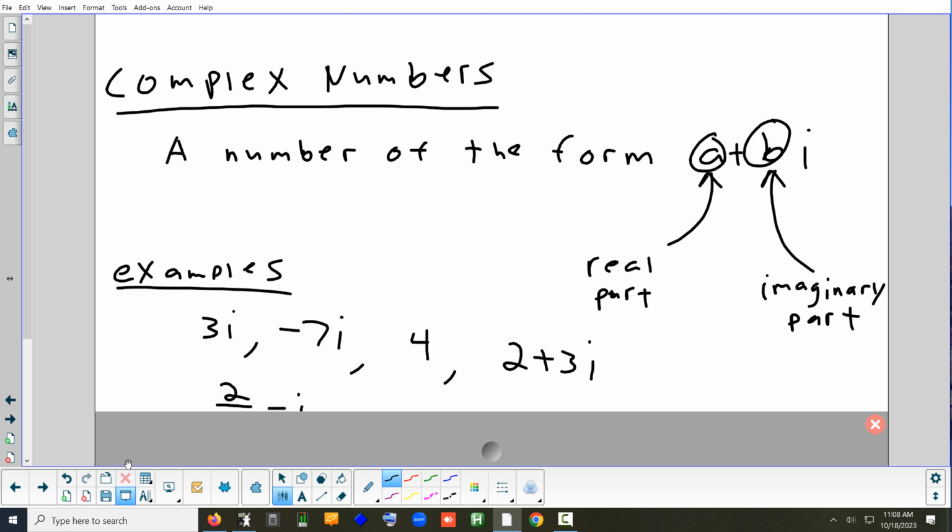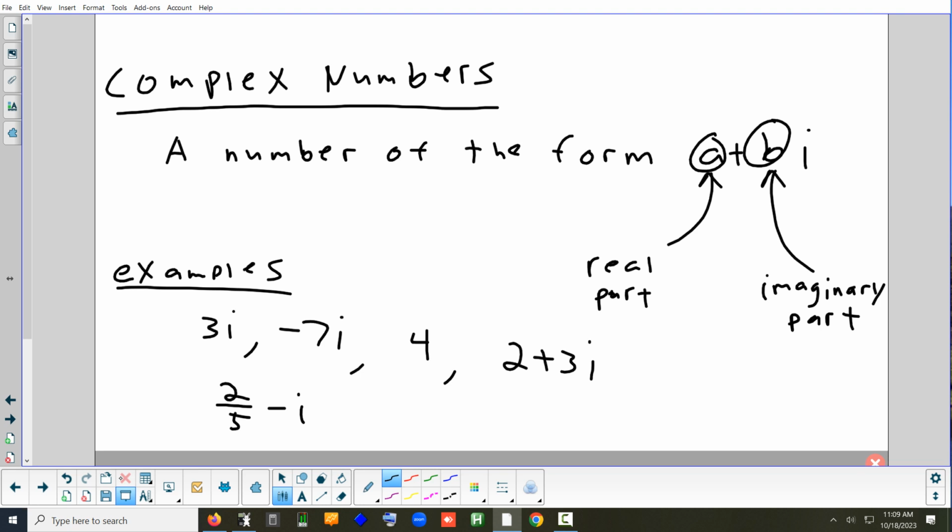That is generally how you want to write a complex number. Real part comes first, then the imaginary part with an i. And here's some different examples. 3i and negative 7i. Those are what we call pure imaginary numbers, because 3i and negative 7i don't have a real part with them. I guess you could think of the real part as really being what number? 0. It's like 0 plus 3i.